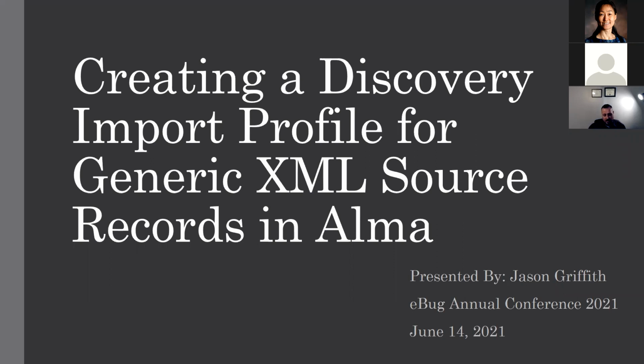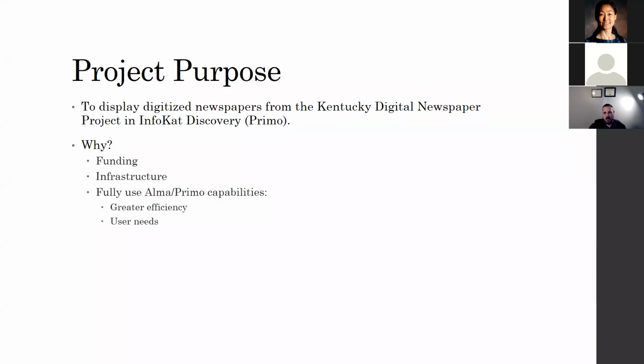But today, what I wanted to present on is a project that I started to work on shortly after coming to UK. And that is to create a discovery import profile for generic XML source records in Alma to be displayed in Primo VE. So, a quick background of the project and its purpose. The purpose was to display the digitized newspapers from the Kentucky Digital Newspaper Project in our InfoCat discovery, which is what we call Primo.